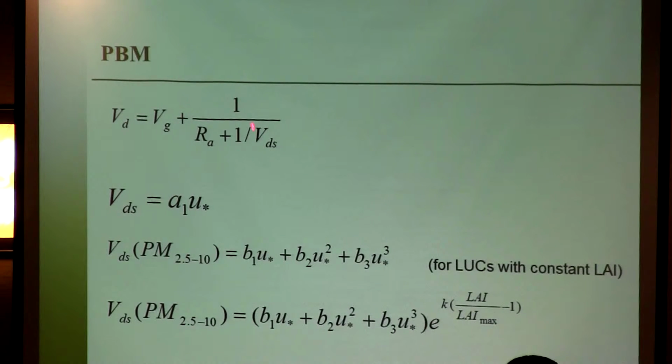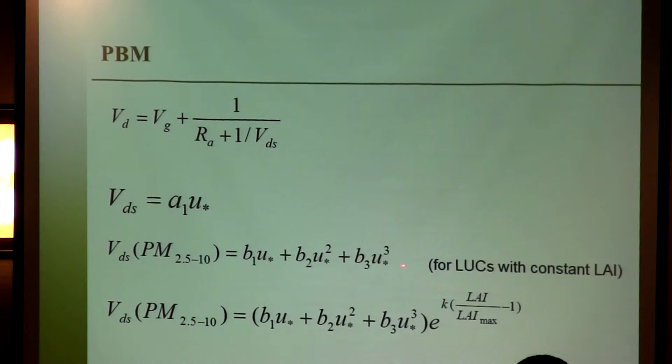So this is the original scheme. This formula applies to both bulk model and size resolved model. I propose to parameterize the surface deposition velocity. This formula is for PM2.5, and this is for PM2.5 and 10.